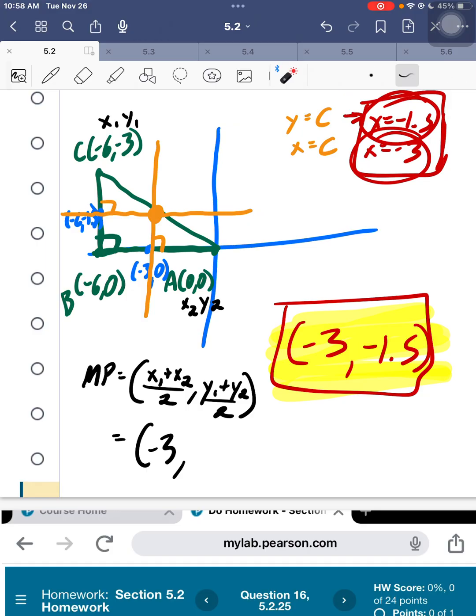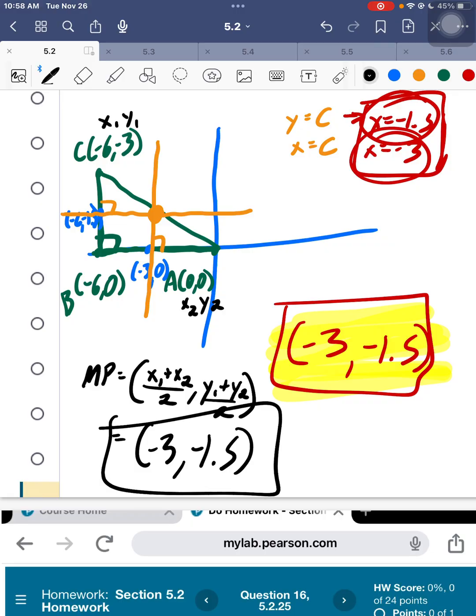What I did here, guys, is I did x1 plus x2. What is -6 plus 0? -6 divided by 2, -3. What is y1, -3 plus 0? -3. What's -3 divided by 2? -1.5. So you see how we found our answer. Both our answers were the same, just different ways to do it.